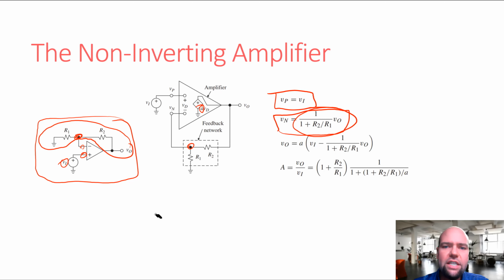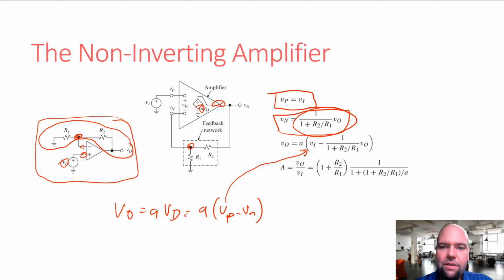Okay, so that's the voltage of the negative terminal. We have an equation for the voltage of the negative terminal and the voltage of the positive terminal. And the cool thing is, if we know both, we can determine the output voltage, because we know that V out equals A times VD, and VD was VP minus VN, so that's equal to A times (VP minus VN). VP is V1, and VN, which we already solved for, is that monstrosity. So now we have this expression here.